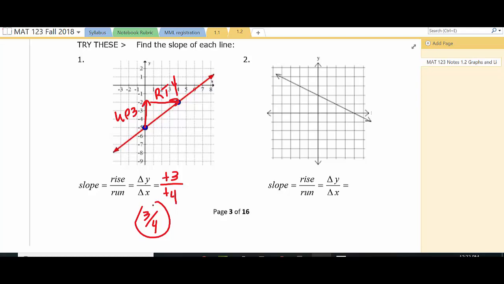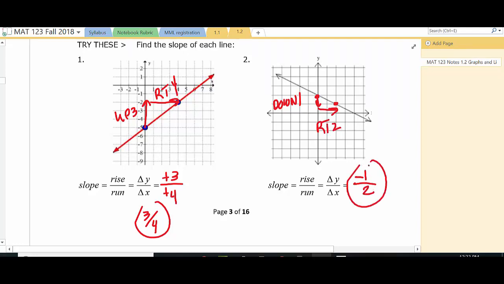Negative what? It's negative, so what'd you get? Negative 1 over 2. Okay, so what I'm going to do is pick 2 points. If you go like that, that is down 1, and if it's down 1, that's negative 1 for your rise. Then you're going to the right 2, so that's negative 1/2. Okay, that's a slope. All right, everybody with me?